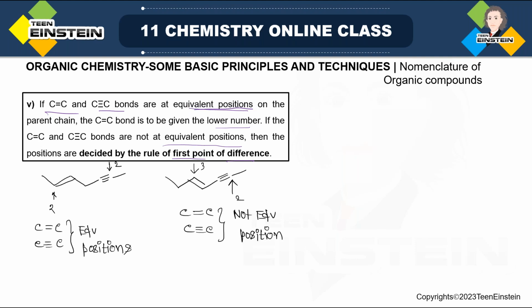So whenever you get a double and triple bond simultaneously, you first have to check whether they are present at equivalent positions or not, because based on that, numbering will be different. When they are present at equivalent positions, the CC double bond should be given the lower number. So see here what we are doing: we will focus on this numbering, because we have to give it the lowest number.